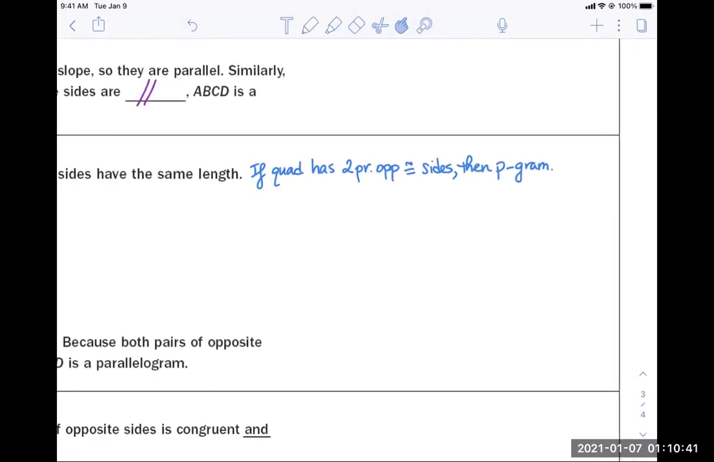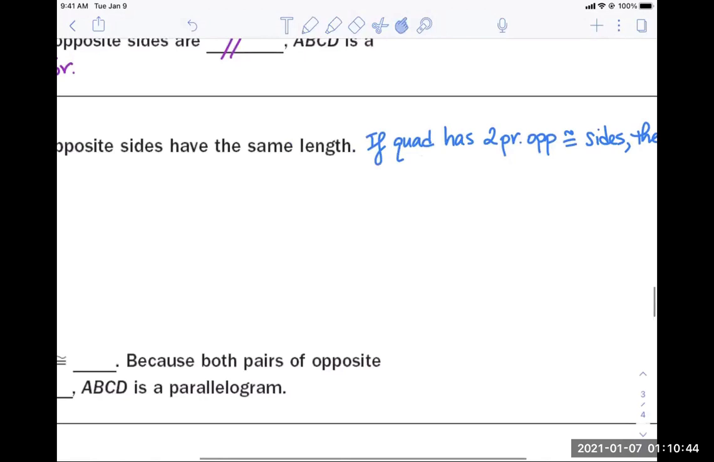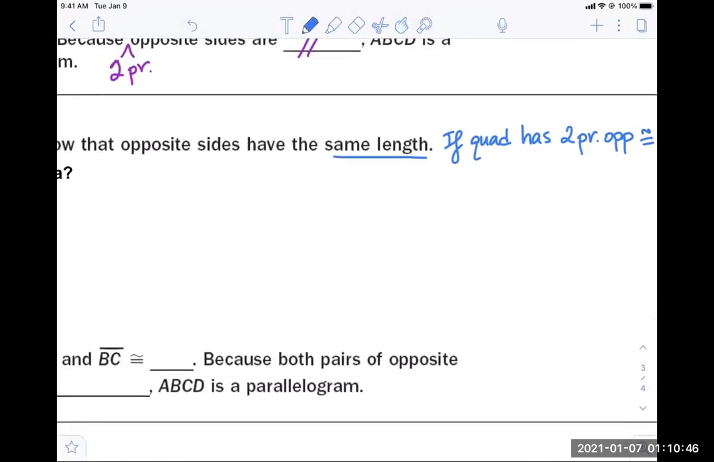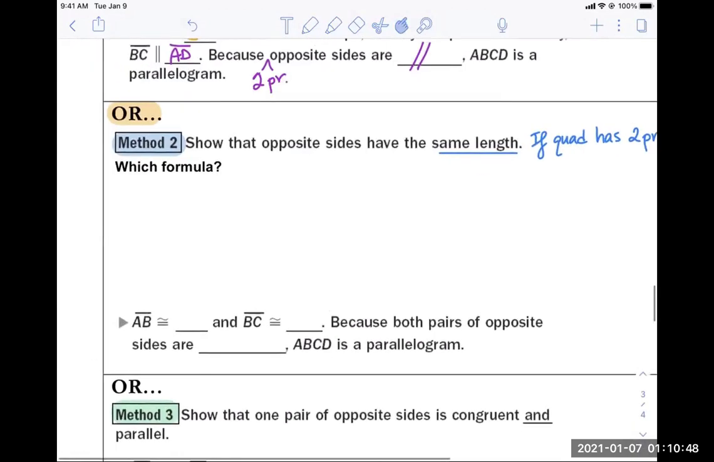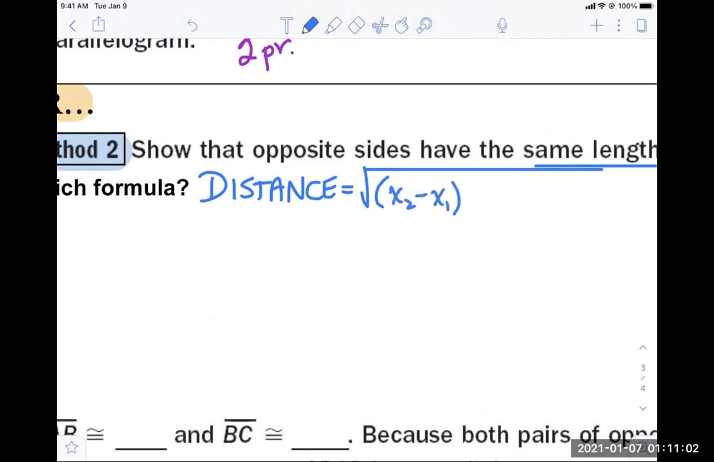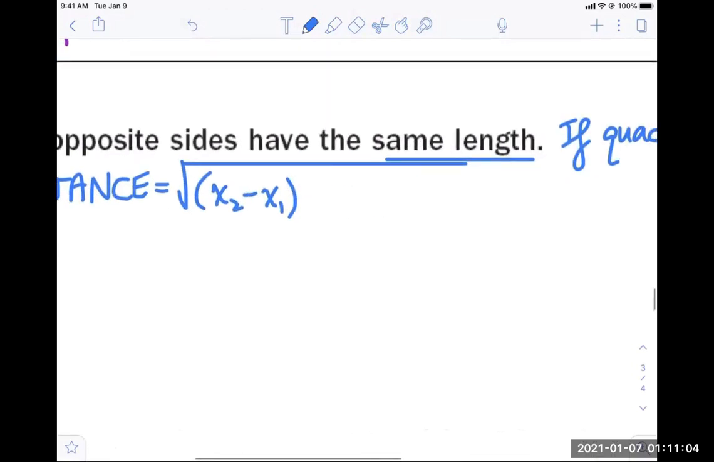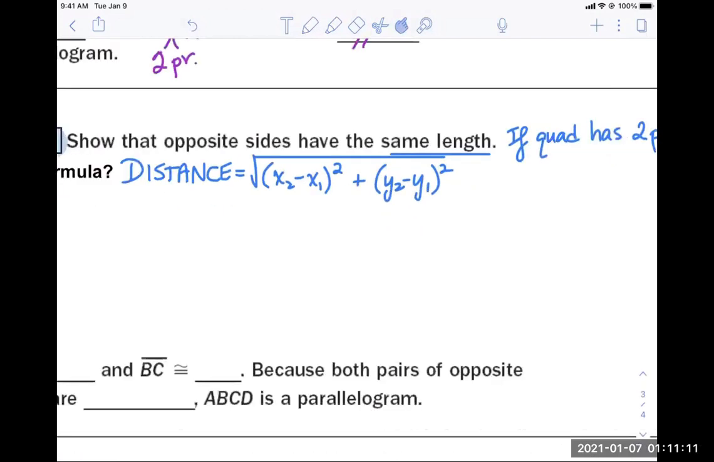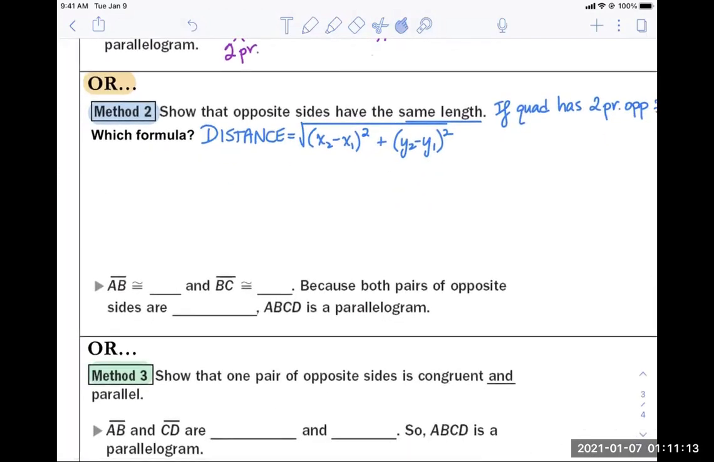Okay, so if you're trying to show congruent, that means you want to show they have the same length. Same length means which formula? Well, that means distance. If you don't remember the distance formula, you got to get it in your head. Square root of the difference in the x's squared, x2 minus x1 quantity squared, plus the difference in the y's, y2 minus y1 quantity squared. Get the whole thing underneath the radical sign.